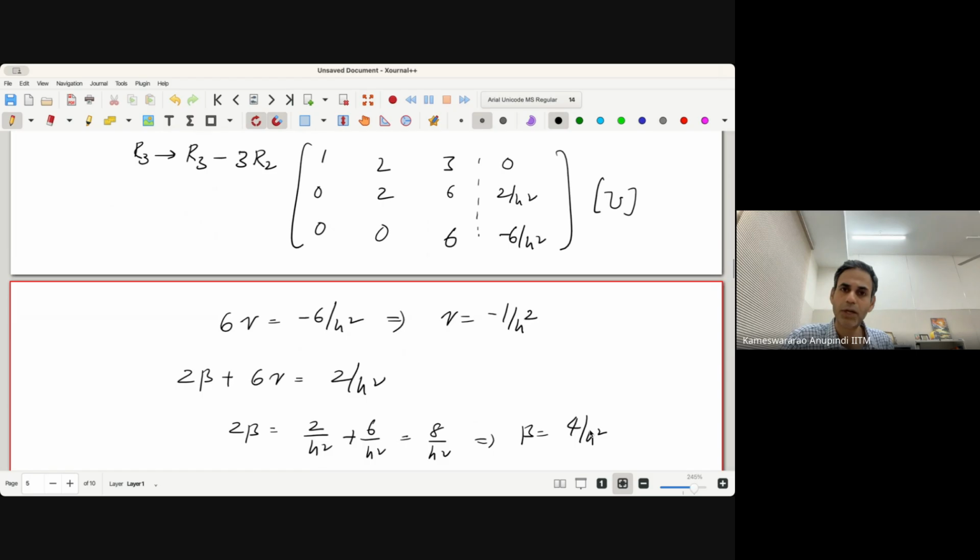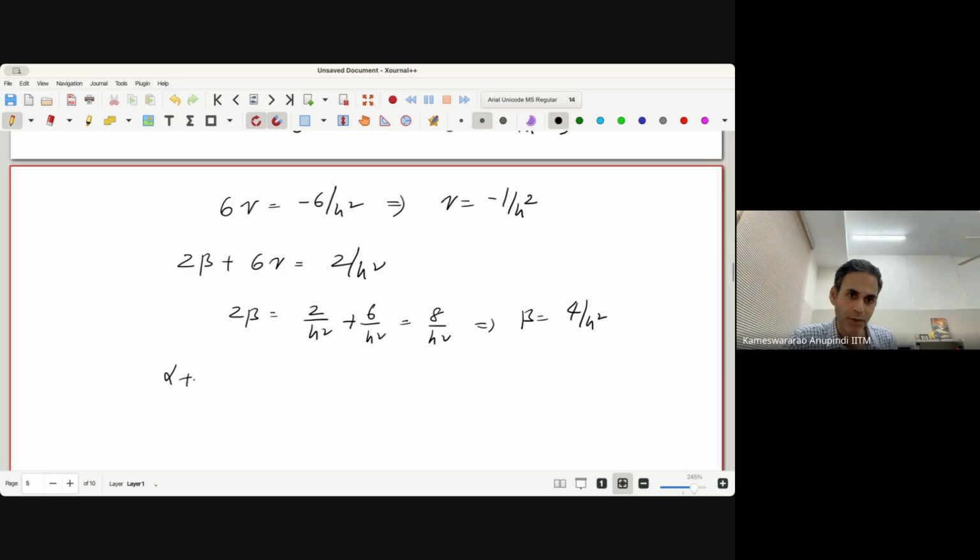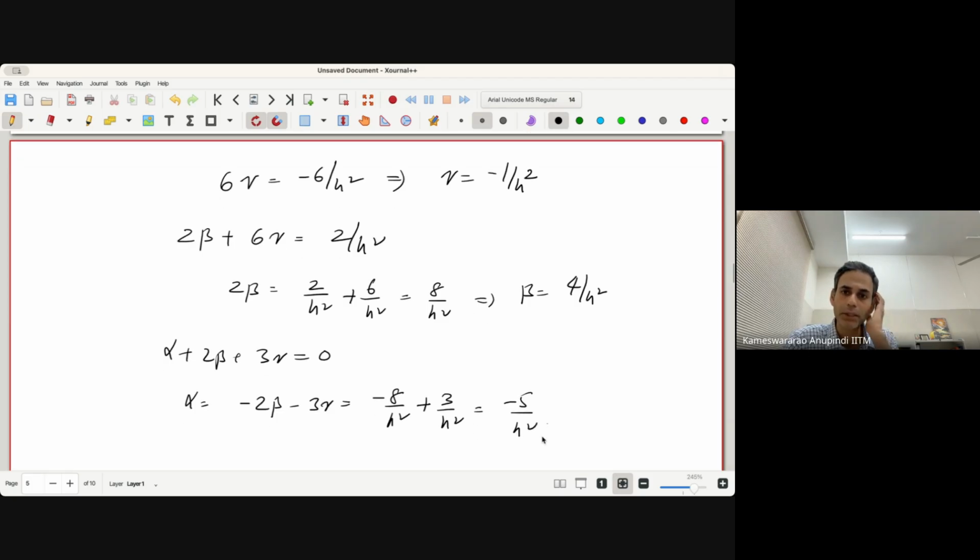Similarly, for the first equation, we have alpha plus 2 beta plus 3 gamma equals 0. So alpha equals minus 2 beta minus 3 gamma. This is minus 8 by h square, minus 3 gamma would be plus 3 by h square, giving minus 5 by h square.